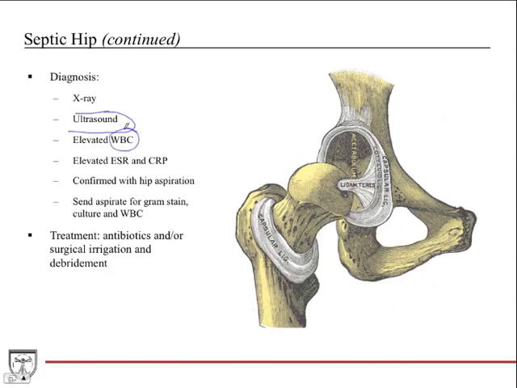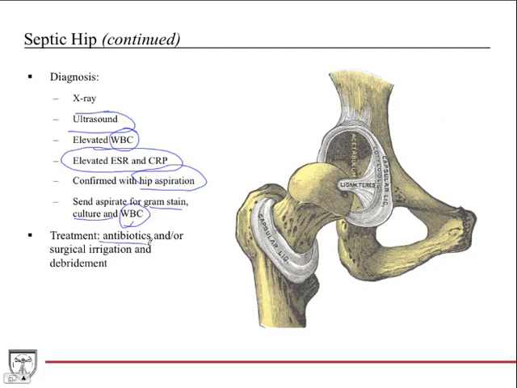You're going to look for the white count. You're going to see elevated inflammatory markers. The way you confirm this is you stick a needle in there and you aspirate the hip joint fluid, the synovial fluid, and then you send the aspirate for a gram stain, culture, and white blood cell count. If it grows bacteria on the stain or then the culture, and then you see an elevated white count, very good indication that it's a septic hip.